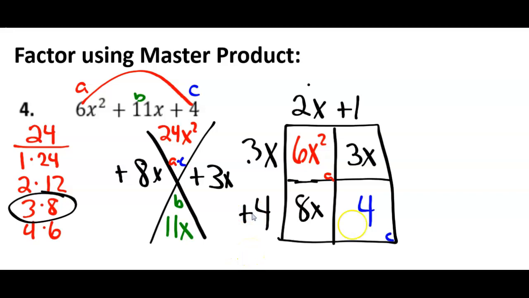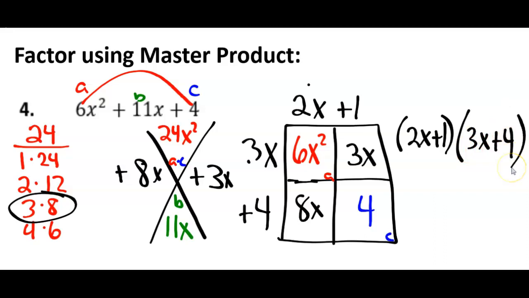And does that make sense for this one? 4 times 1 gives me 4. Fantastic. I have factored out all of the common terms, and I now have a binomial times a binomial. Oops, I forgot my 2. And it is 2x plus 1 times 3x plus 4. And that order doesn't matter. You could put 3x plus 4 times 2x plus 1. Okay, we're going to do a whole lot more of these so that we get good at them.